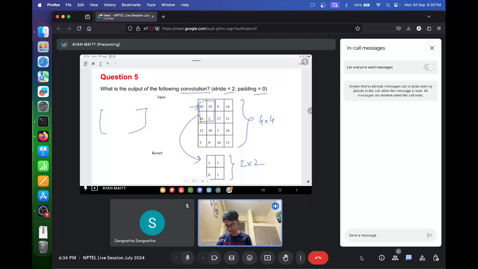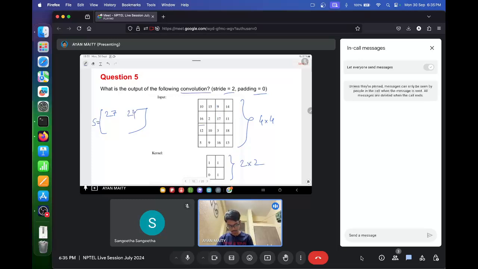So if this is the output matrix S, the first element would be the pointwise multiplication of this submatrix and the kernel, and then the sum. So if we do the pointwise multiplication and the sum, then it would be 10 plus 15 plus 2, which is 27. Now the stride is 2, so the next 2 by 2 window will be this one, and then again pointwise multiplication with the kernel followed by summation. So it would be 9 plus 14 plus 11, which is 34.